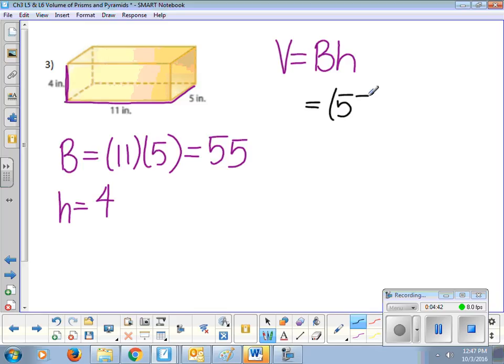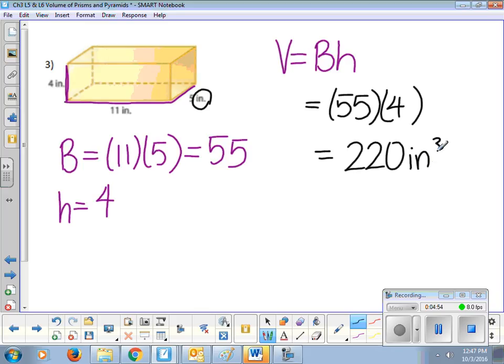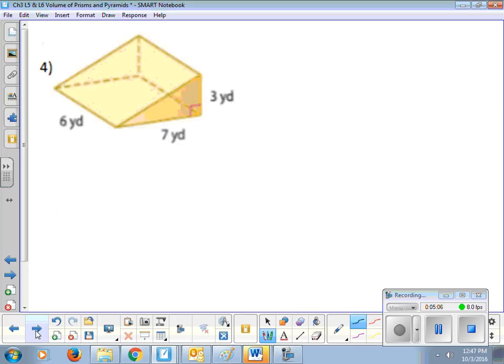We can plug those back into our formula. Base is 55, height is 4. When you multiply 55 times 4, you get 220, and our units this time are inches cubed. If you notice, we could have just multiplied 11 times 5 times 4 to come up with the same answer, length times width times height.